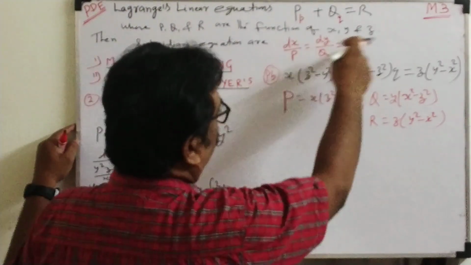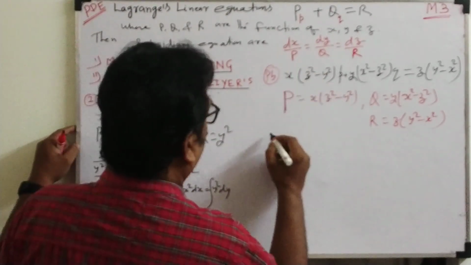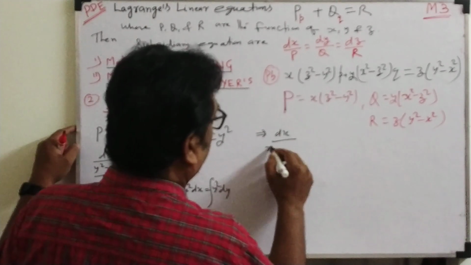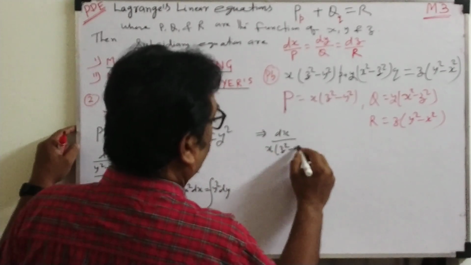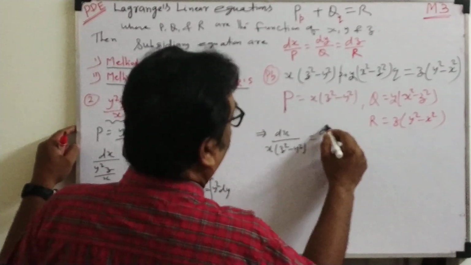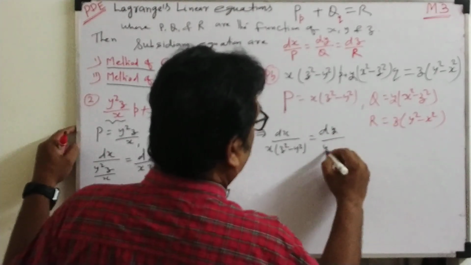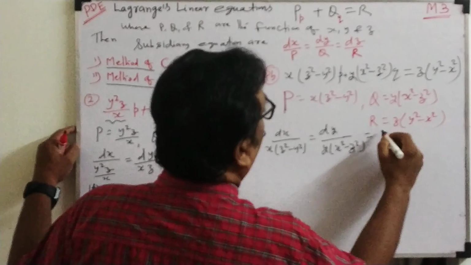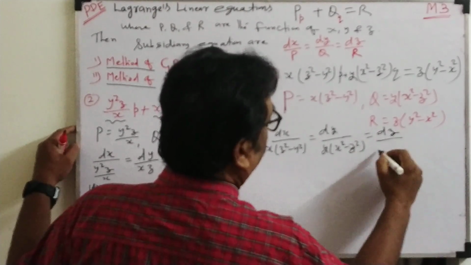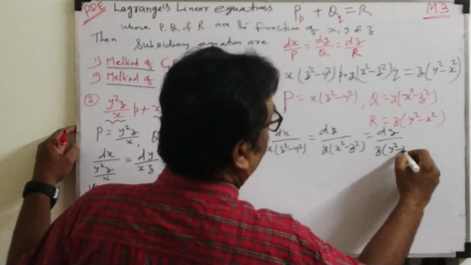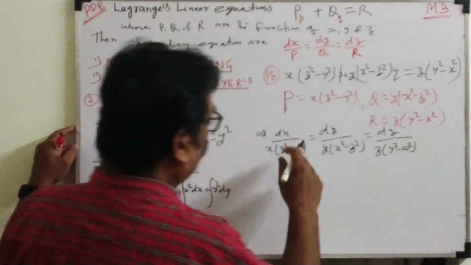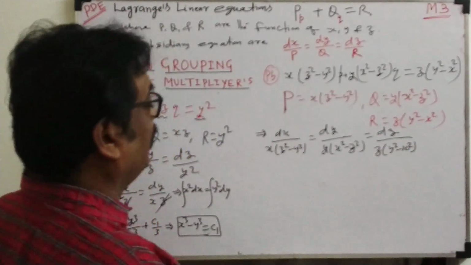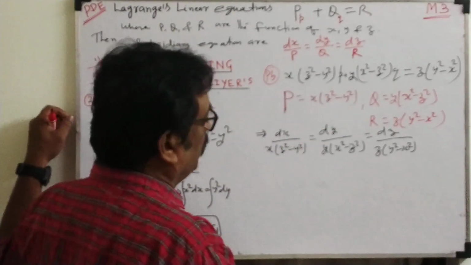So if we substitute into the subsidiary equations here, you'll see dx by P. What is P? P is x(z² − y²). So dx by x(z² − y²) equals dy by y(x² − z²), then dz by z(y² − x²). If we go by the method of grouping, it is complicated to integrate. So that's why we'll go with the method of multipliers.